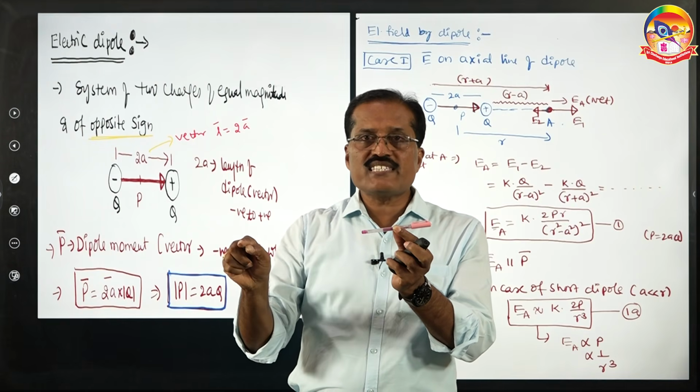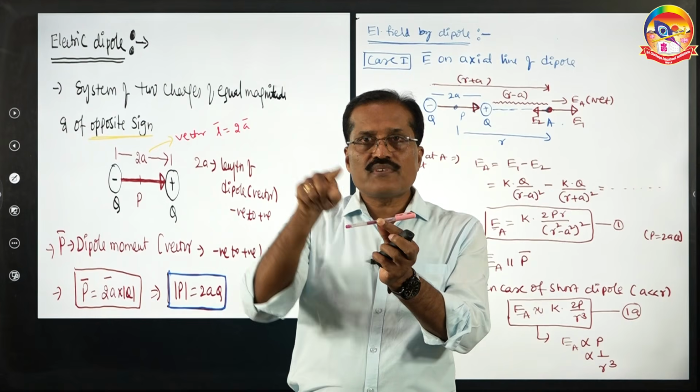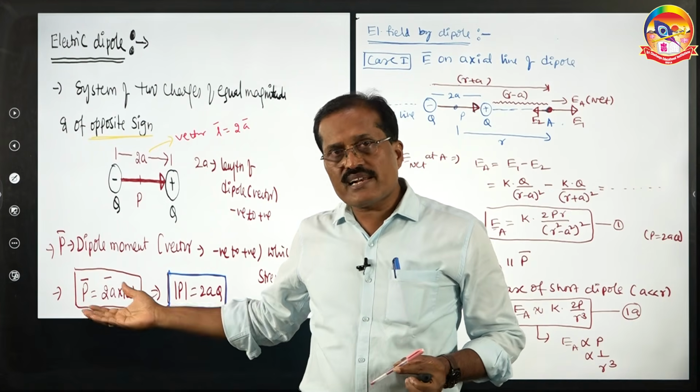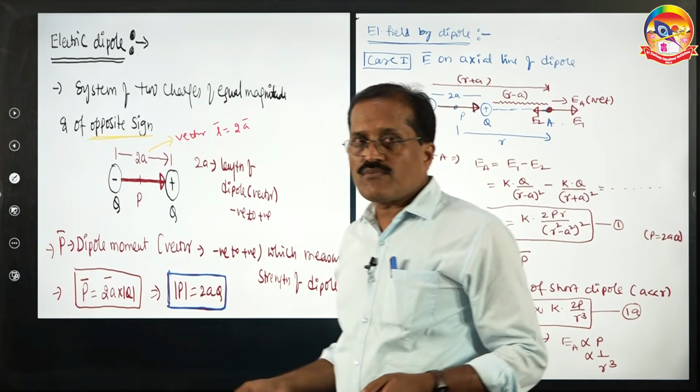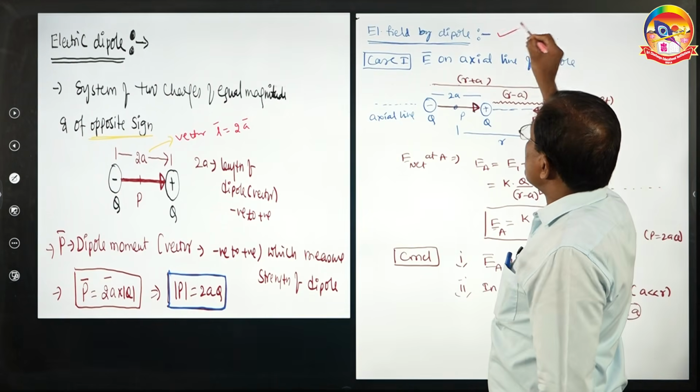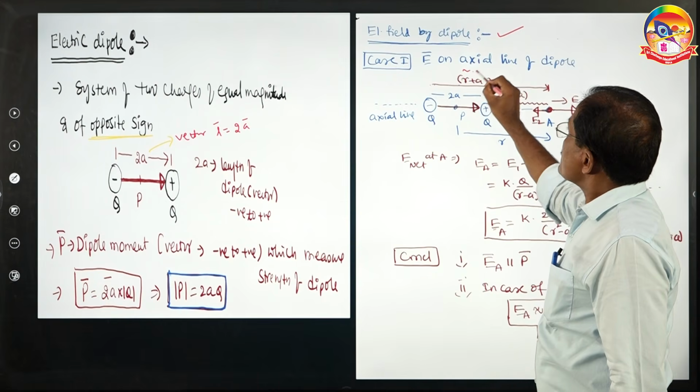What is the electric field intensity here? If you know the formula directly, you can answer direct questions. We will see 1 or 2 models of the questions also. First of all, the electric field by the dipole on the axial line we are discussing first.